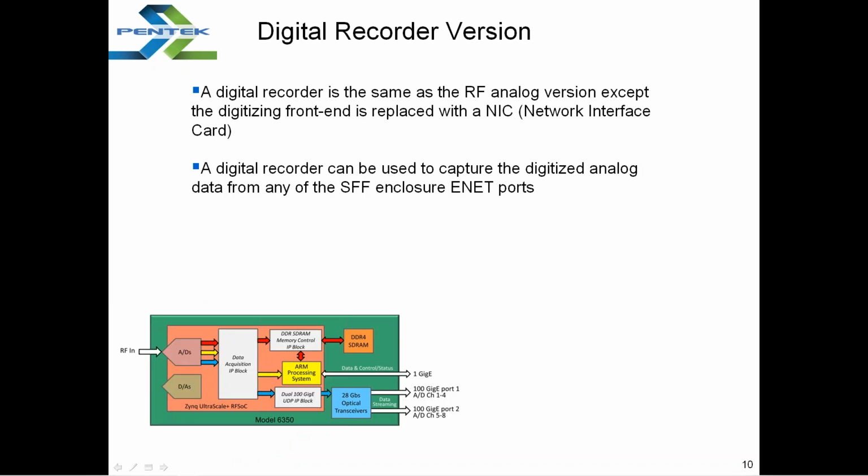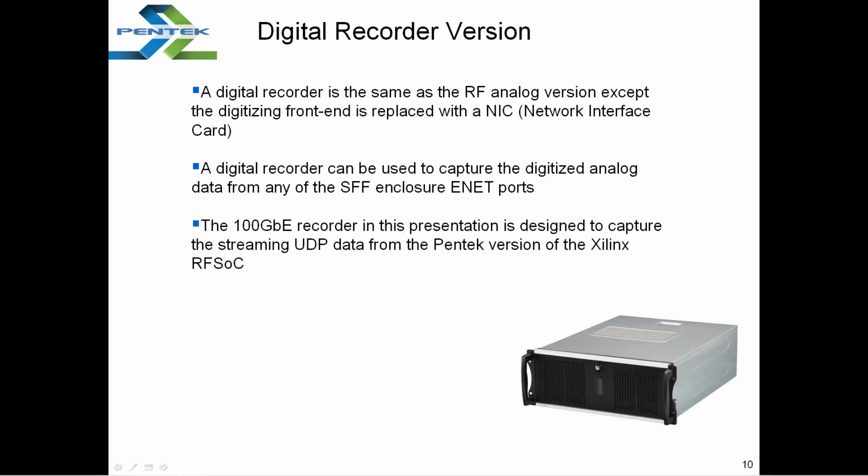So a digital recorder can be used to capture the digitized analog data from any of our small form factor enclosures and Ethernet ports. If you look below, you see 1 gigabit, 100 gigabit ports. It doesn't necessarily have to be that. We have other devices with 10 and 40 that can also be recorded. But for this particular presentation, the 100 gigabit Ethernet recorder is designed to capture the streaming UDP data from the Pentek version of the Xilinx RFSoC.